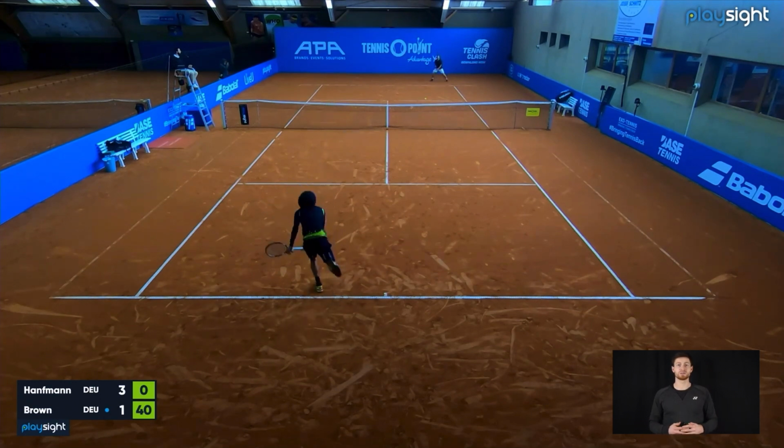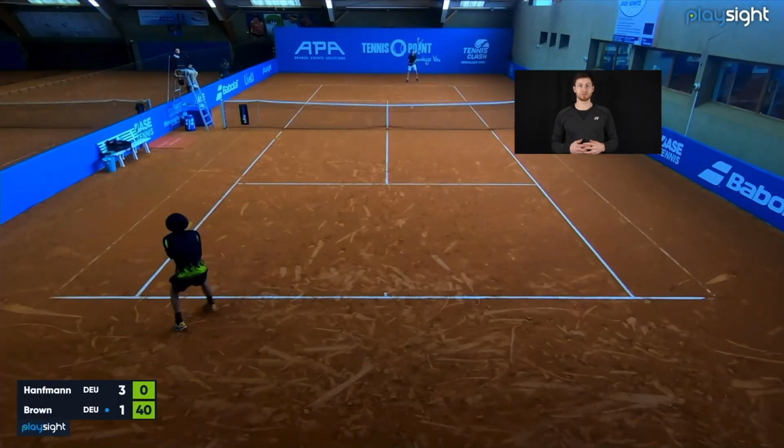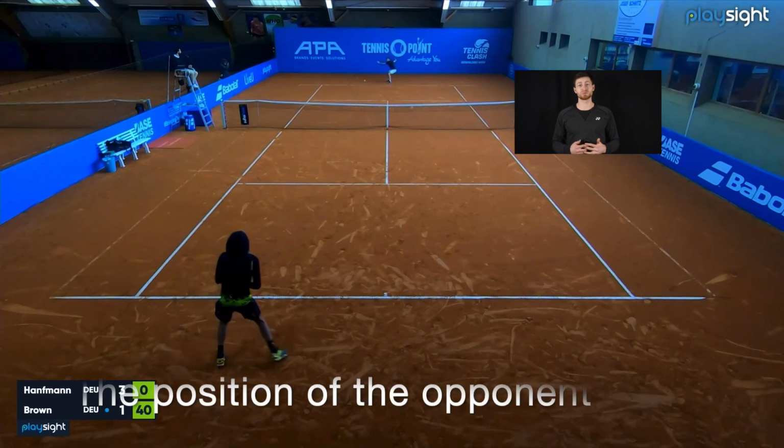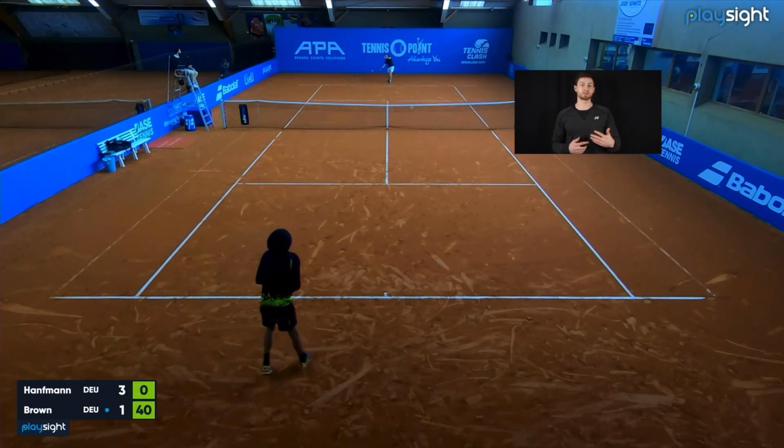The next thing that we focus on during reading phase is the opponent. There are 3 things that we concentrate on while reading the opponent. The first one is the position of the opponent. Is he behind the line or is he in front of the baseline, and so on.